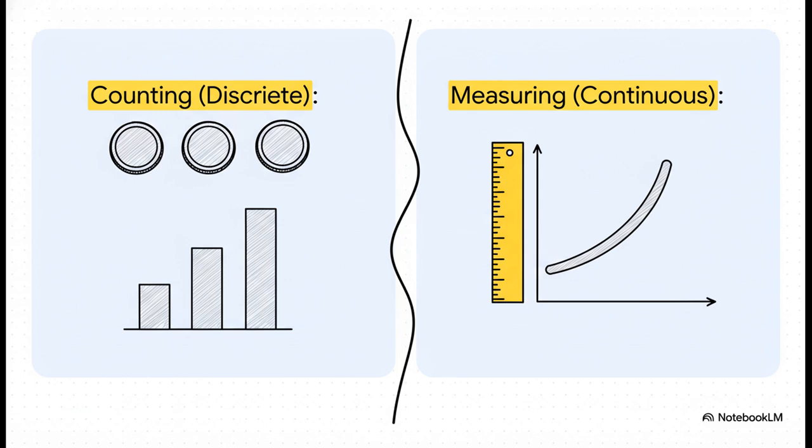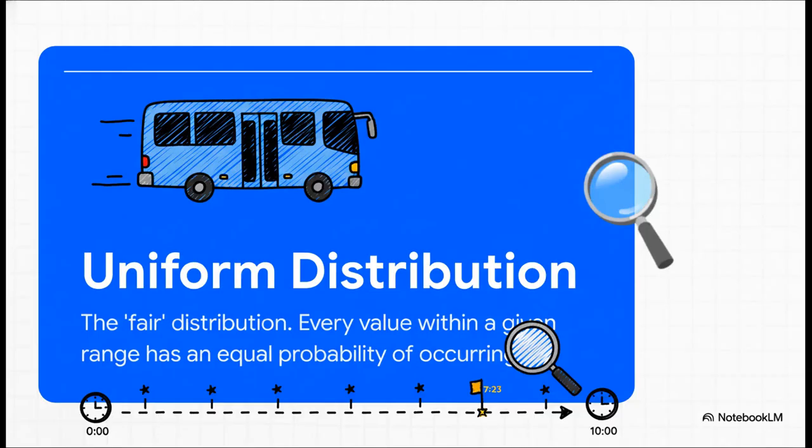But you measure things, like someone's height. You could be 175 centimeters tall, or 175.1, or 175.1123, right? Those countable numbers are called discrete, and the measurable ones are continuous. It's a fundamental split. The easiest one to start with here is the uniform distribution.